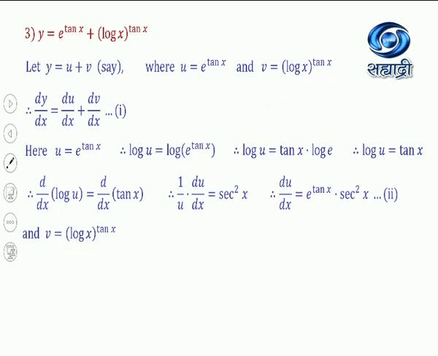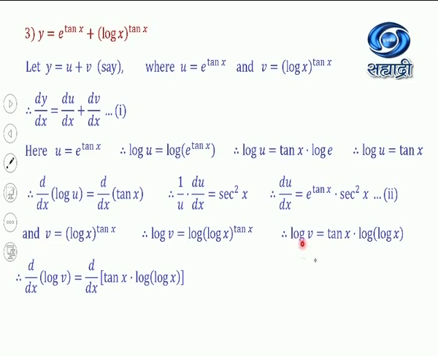Similarly, we consider the second function v equal to log x to the power tan x here. And now by taking log of both sides, log v equal to log of (log x) to the power tan x. After simplifying, we write on the right hand side tan x into log of log x. This power becomes multiple by using the rules of logarithm. Here, by taking derivative of both sides, we get d by dx of log v equal to d by dx of the right hand side, that is tan x into log of log x.